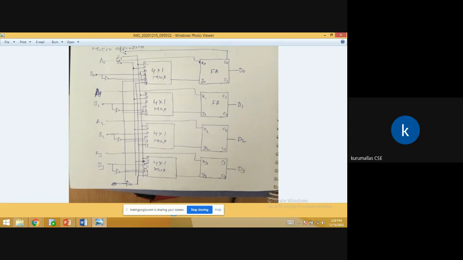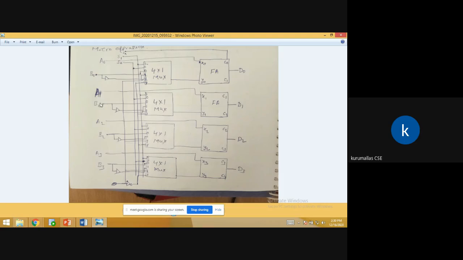Next, the selection lines are 1 and 0. These two are connected to all the 1 and 0 inputs of the multiplexers. How do we select the 0 and 1 inputs? By selecting B, B0, B1, B2, B3. If it is 0, it is directly connected. If it is 1, we have to complement it, so we are using this not gate.